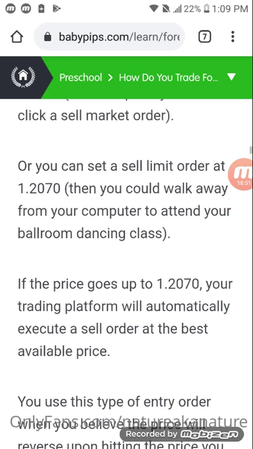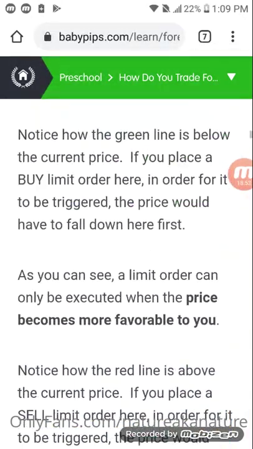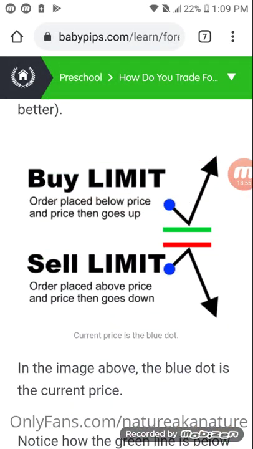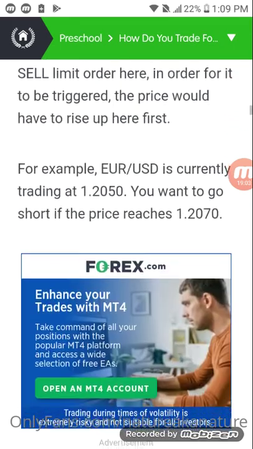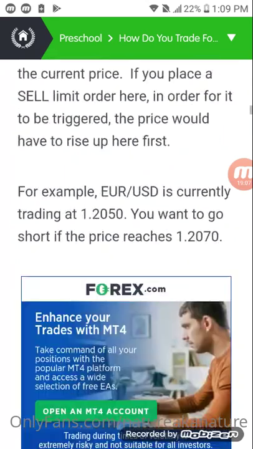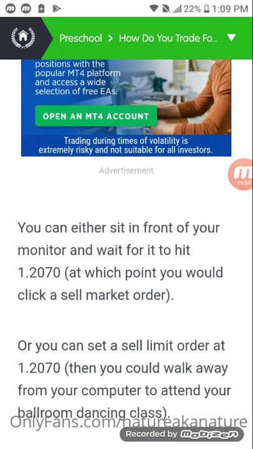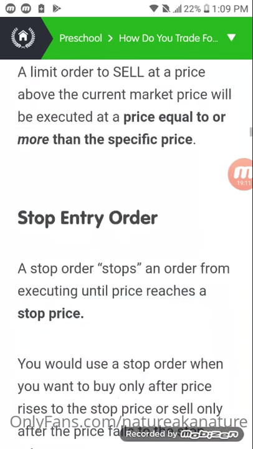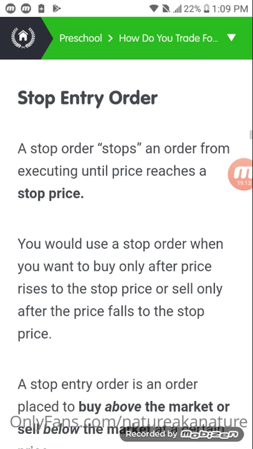Okay, so this is how a sell limit order works. The buy limit order is below price, and the sell limit order is above price. Okay, so that's for the sell limit order and the buy limit order. We already went over the market order, and as far as the buy and sell limit order is concerned, the next order would be the stop entry order.